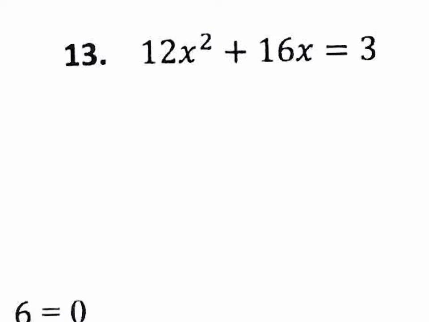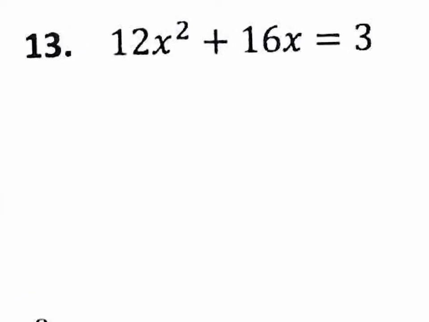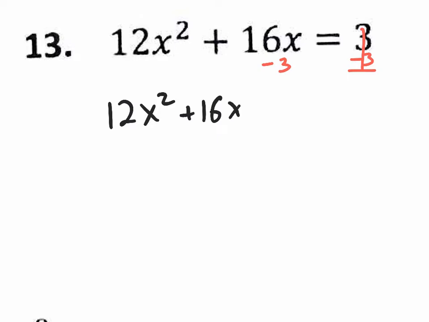Jumping to number 13. Once again, even if I wanted to use the quadratic formula, I would have to move everything to one side to get it equal to 0. So let's subtract 3. Subtract 3. We're going to have 12x squared plus 16x minus 3 equals 0. So if I wanted to use my quadratic formula, my a value is 12, my b value is 16, my c value is negative 3.